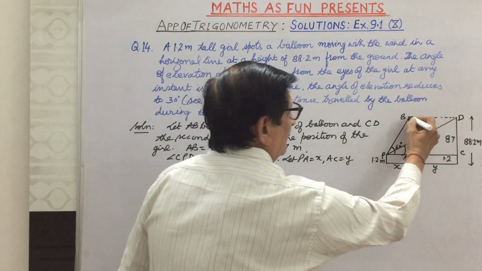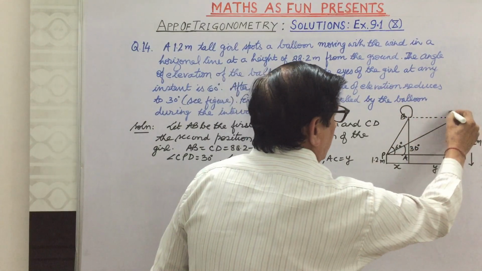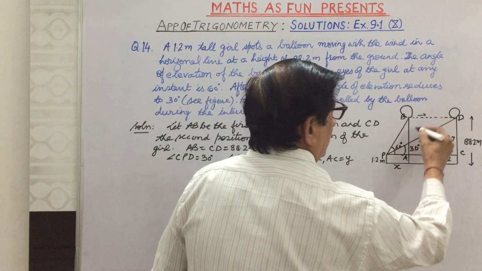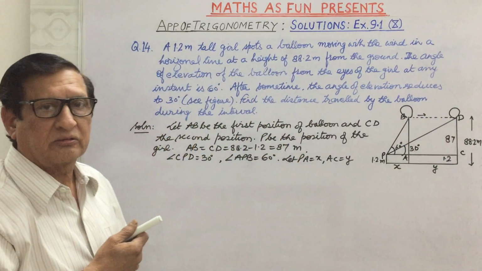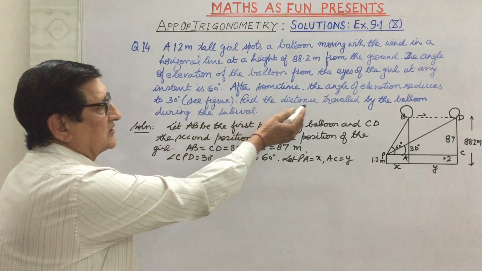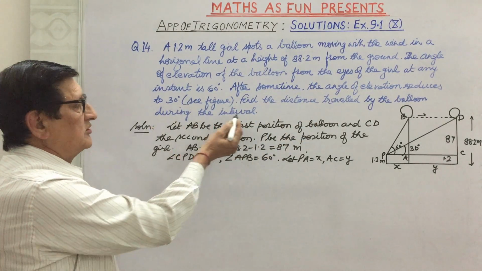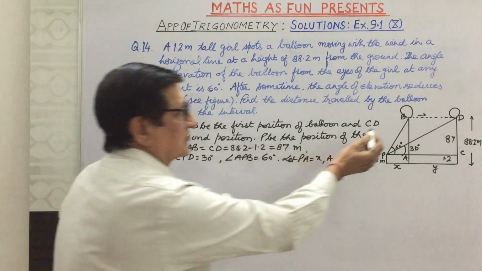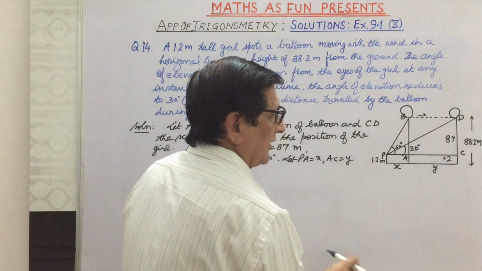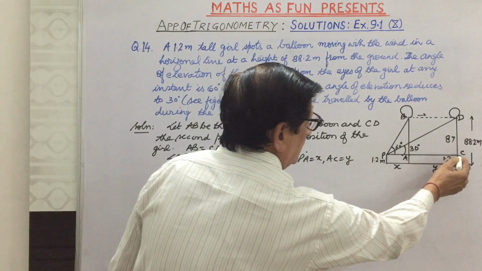After some time the balloon, suppose this is the balloon, moves in this direction and goes from B to D at the same height. Find the distance travelled by the balloon during the interval. We have to find the distance it is covering from B to D, and the same is the distance from A to C.